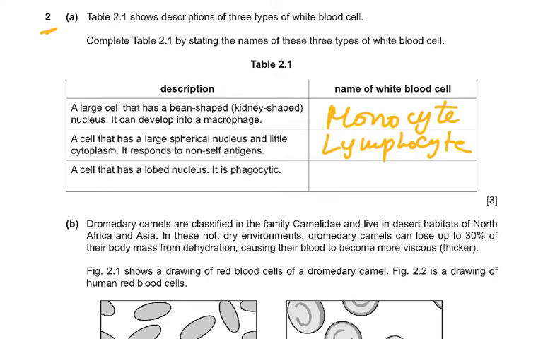And then a cell that has a lobed nucleus and it is phagocytic. So that would be a neutrophil. You can't say phagocyte, but that's the part in the question. Neutrophil. So that got you your 3 marks.